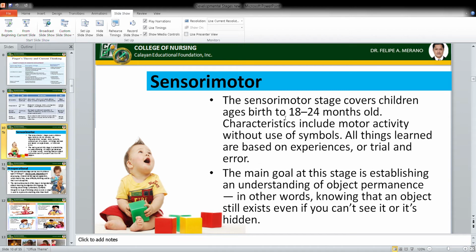So here, the sensorimotor stage. The sensorimotor stage covers children aged 18 to 24 months. So imagine this cute little baby.